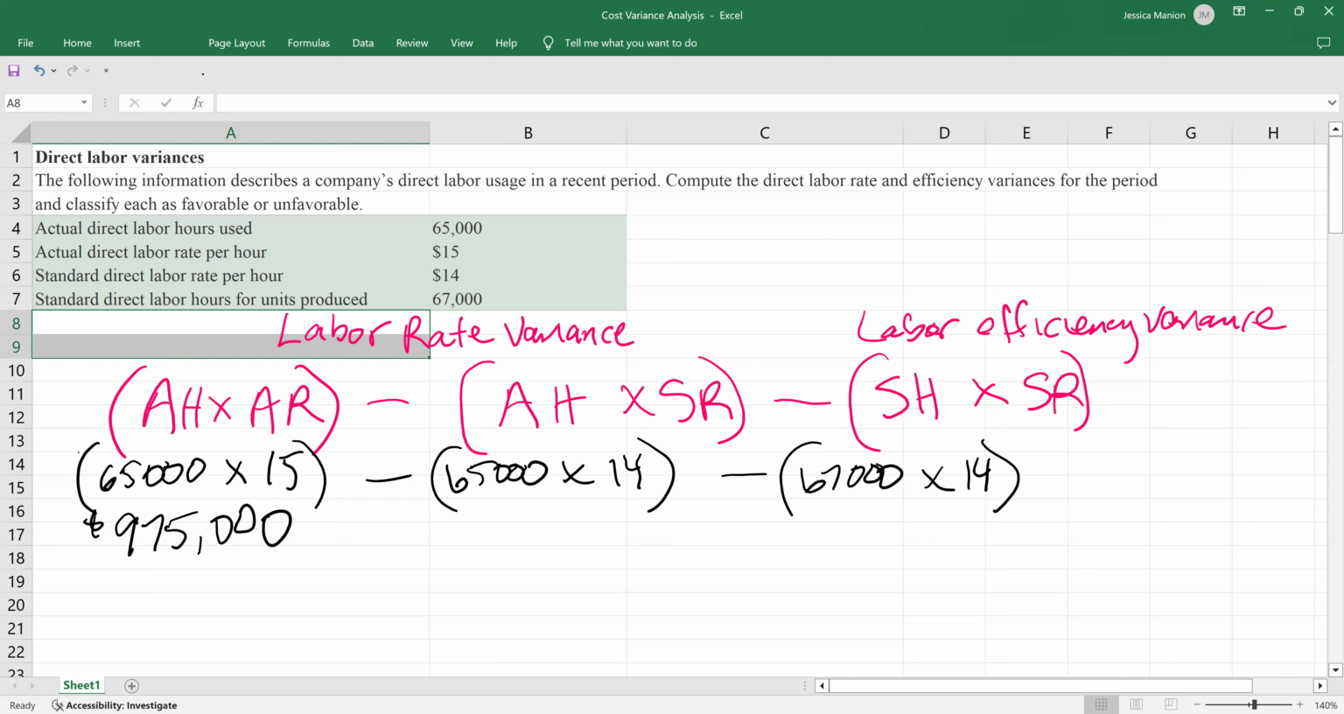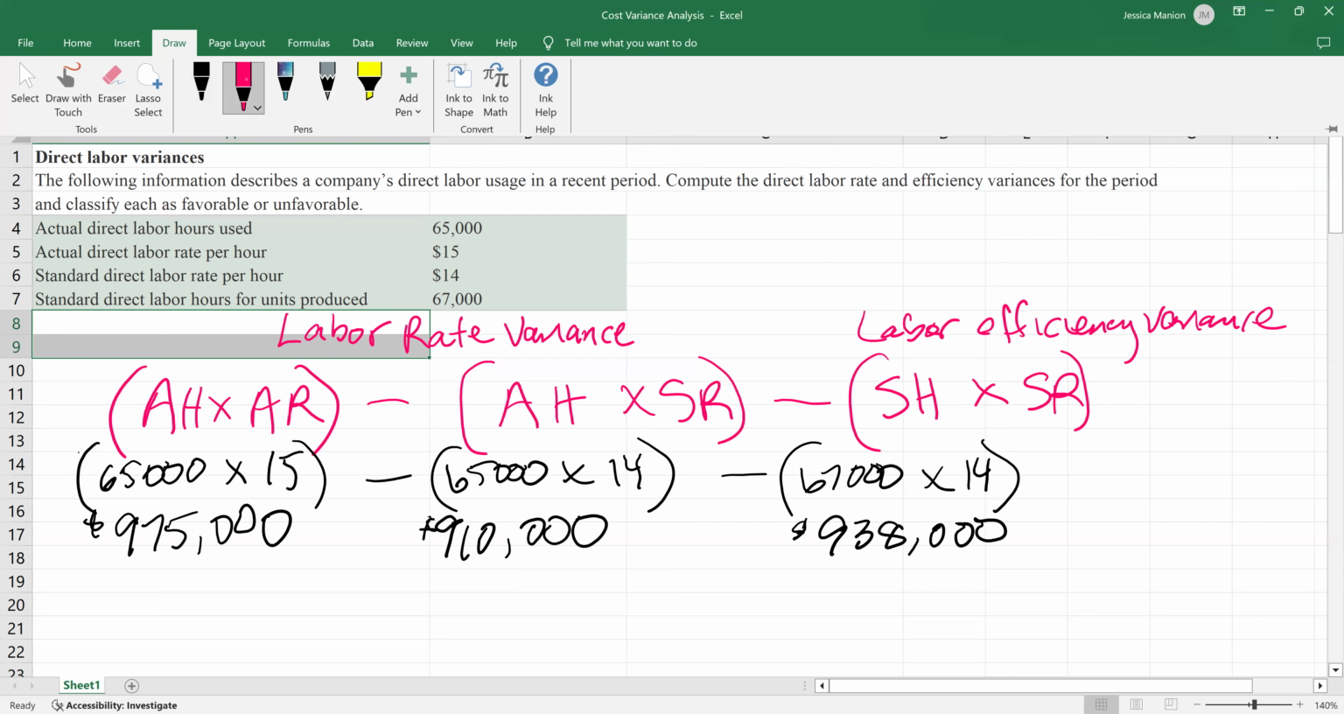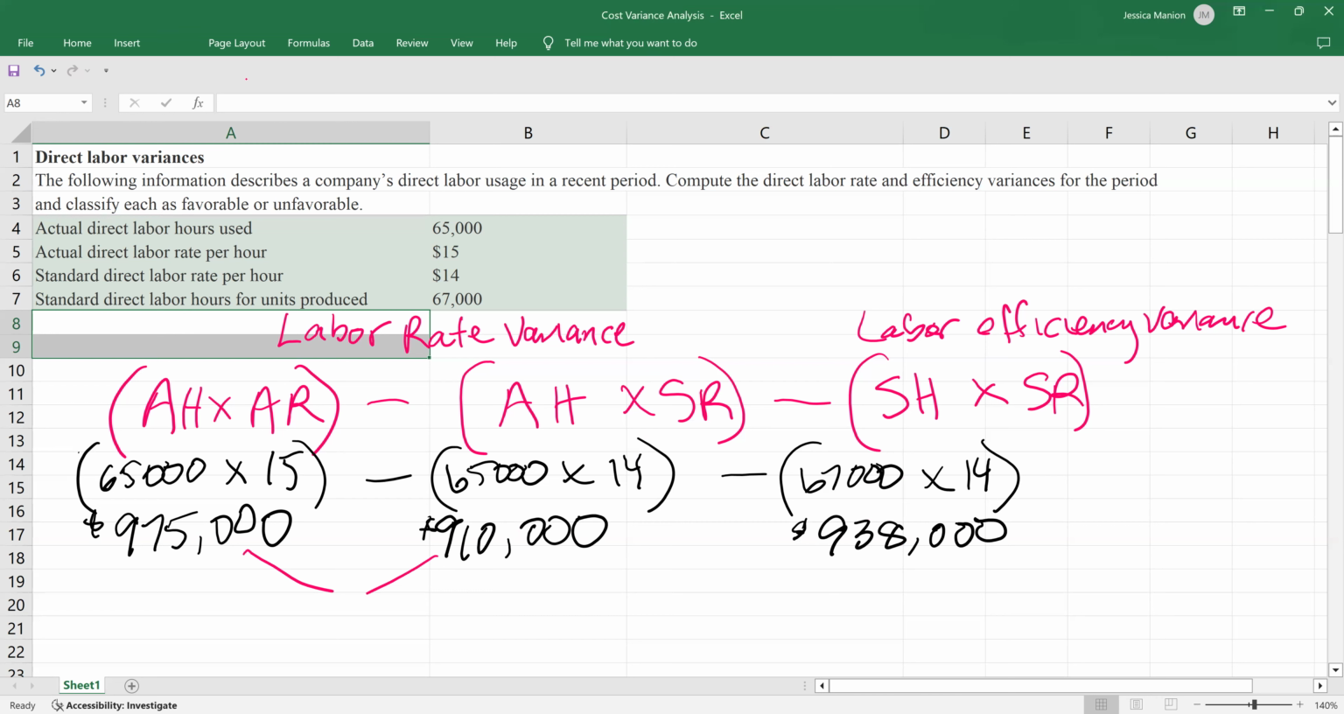If we take 65,000 times 14, 910,000 is what it should have been based on our standard rate. And then if we take 67,000 times 14, 938,000. Now we're going to compare these two for our labor rate variance. Let me get my different color pulled up. So we're going to compare these two for our labor rate variance.